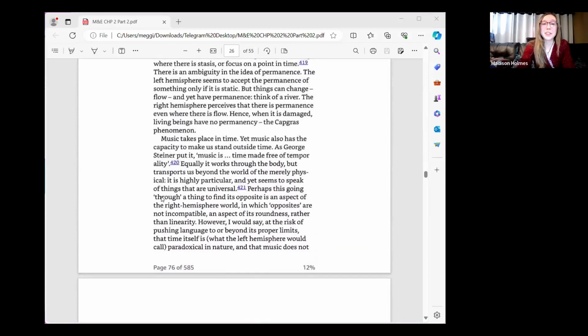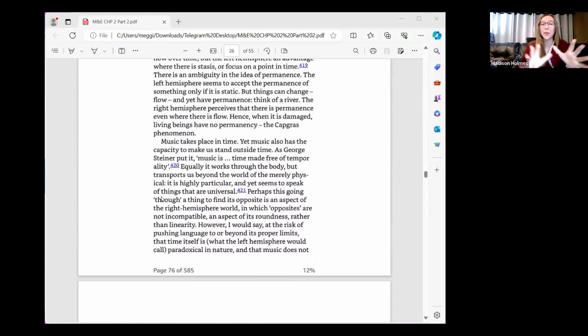That was so lovely, and he totally talks about that right here, which is why I pulled it up. There's an ambiguity in the idea of permanence. The left hemisphere seems to accept the permanence of something only if it is static. But things can change, flow, and yet have permanence. Think of a river. The right hemisphere perceives that there is permanence even when there is flow. Hence, when it is damaged, living beings have no permanence.